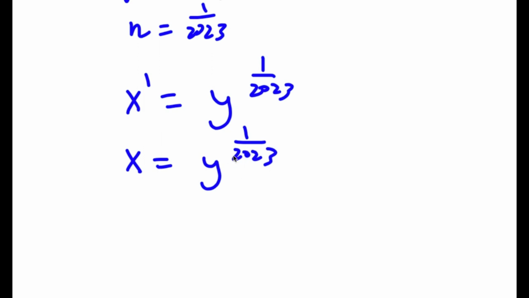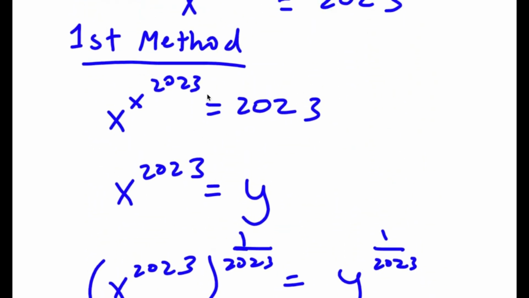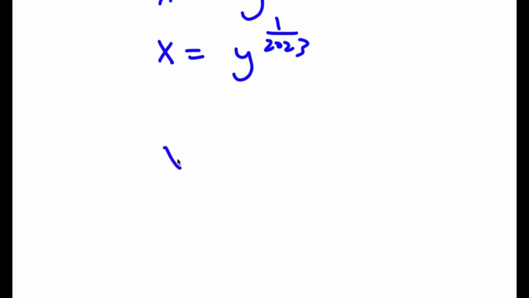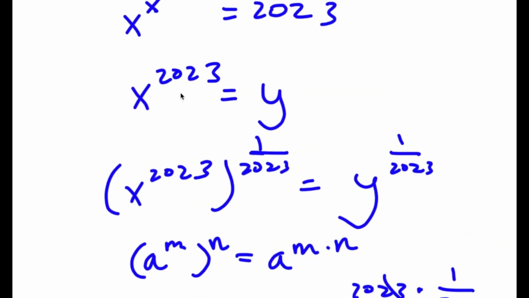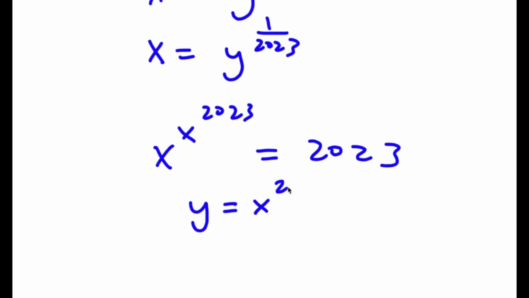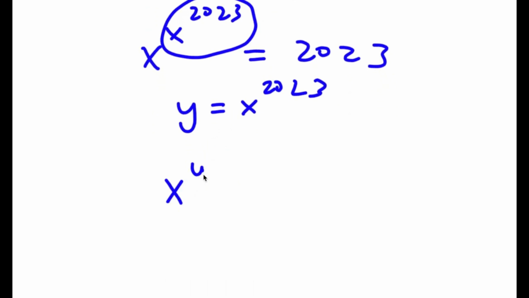All right, so now that we have our value for x, remember how our original equation was x to the power of x to the power of 2023 is equal to 2023. And remember how we set y is equal to x to the power of 2023. So now if y is equal to x to the power of 2023, then we have x to the power of 2023 right here. So I'm going to replace that with y. So now I have x to the power of y is equal to 2023.